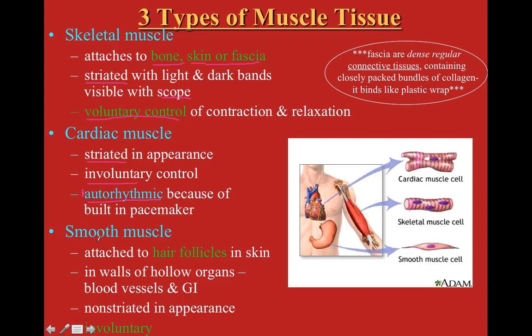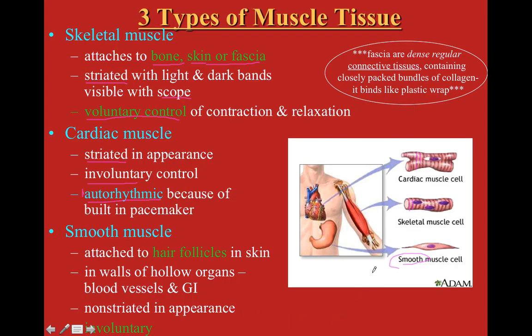Next type of muscle is smooth muscle. Smooth muscle is found in many locations in the body. It's attached to the hair follicles in our skin, as our arrector pili muscle is smooth muscle. It's in the walls of our hollow organs, blood vessels, and our gastrointestinal tract, such as our stomach, intestines, and so on. And it's non-striated. One of the reasons it's called smooth is because it's not striped. And it's involuntary, meaning we do not have to think about it. Like when we swallow, we don't have to keep moving our food down consciously. It just goes down on its own. The rest of our body takes over and moves our food through our system.